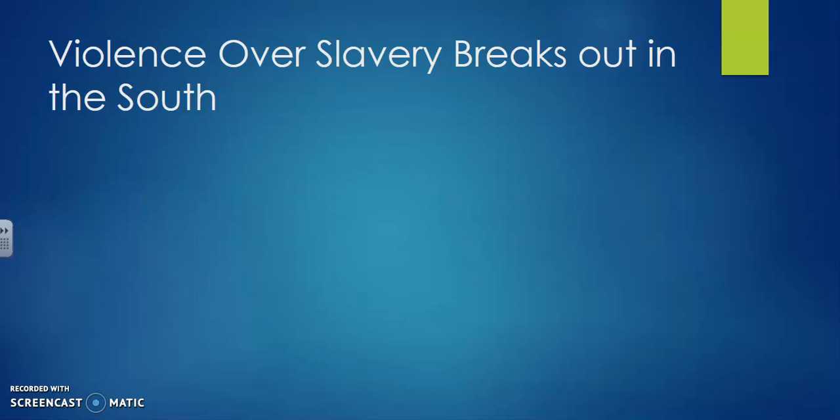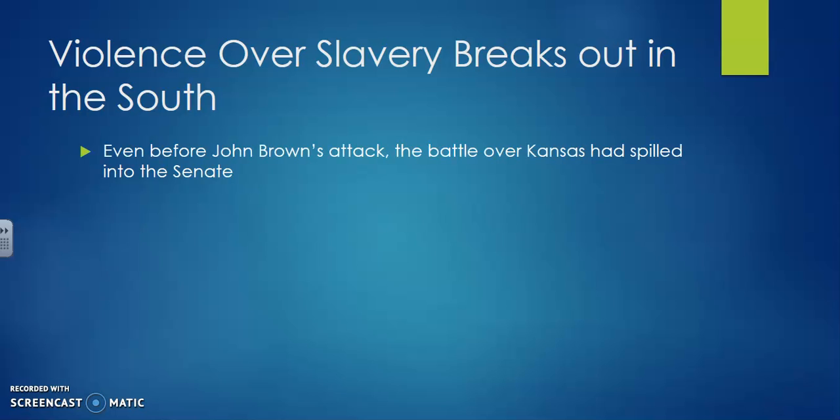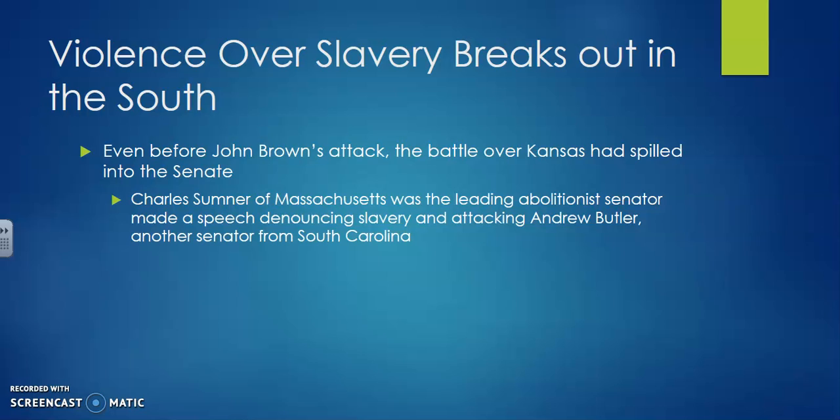And so we're going to start talking about how violence over slavery will break out in the South. Even before John Brown's attack, a battle over Kansas had spilled into the Senate. So not only is there a bunch of fighting over this whole slavery issue in Kansas, but there's also going to be fighting on the Senate floor in Washington, D.C. Charles Sumner of Massachusetts was the leading abolitionist senator.